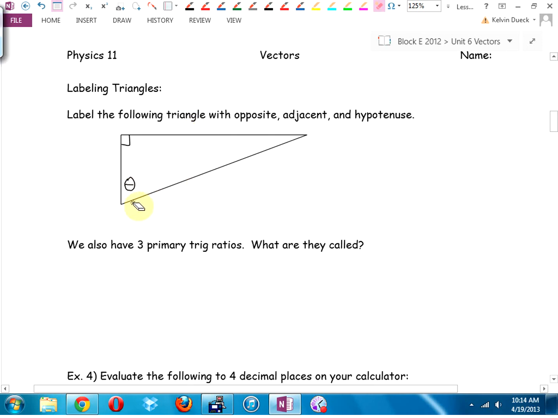This long side: opposite, adjacent, or hypotenuse? Put an H there. The second longest side in this triangle, this top one: opposite or adjacent?